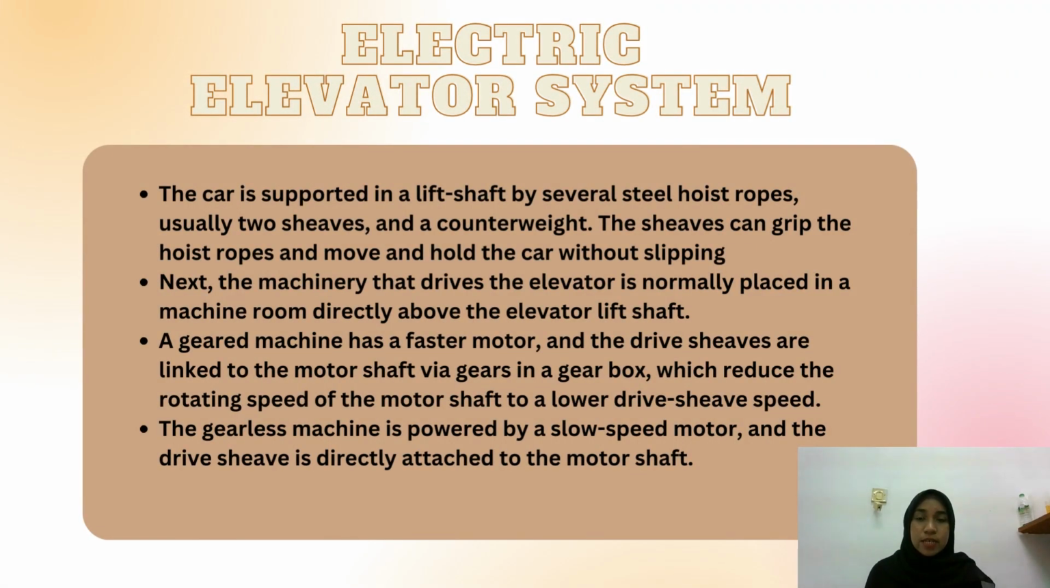For an electric elevator system, the car is supported in a lift shaft by several steel hoist ropes, usually two, and a counterweight. The sheave can grip the hoist rope and move and hold the car without slipping. Next, the machinery that drives the elevator is normally placed in a machine room directly above the elevator lift shaft. A geared machine has a faster motor and the drive shaft is linked to the motor shaft via gears in a gearbox, which reduce the rotating speed of the motor shaft to a lower drive shaft speed. The gearless machine is powered by a slow speed motor, and the drive shaft is directly attached to the motor shaft.